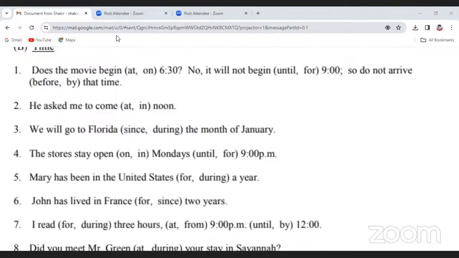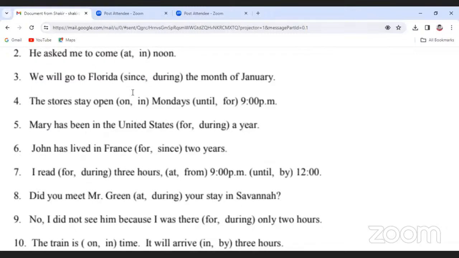Okay, we move to number 7. I read dash 3 hours dash 9 p.m. dash 12. For, from, until. Yes, I read for 3 hours from 9 p.m. until 12.